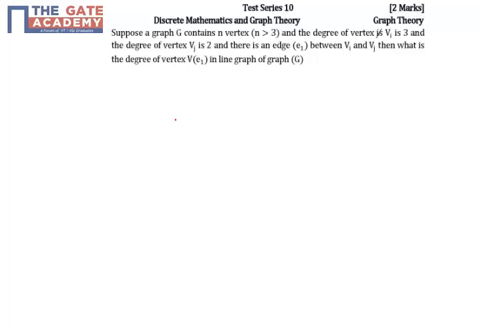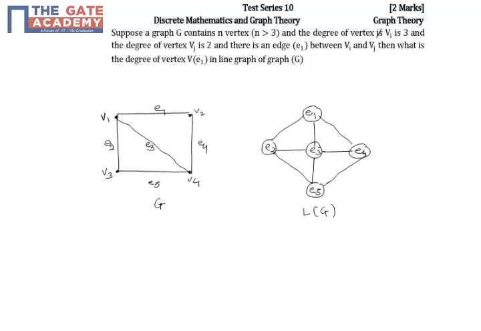The line graph of an undirected graph G is another graph that represents the adjacency between edges of the original graph. For example, consider the following graph. This graph has 4 vertices and 5 edges. Now, the line graph for this graph is as follows.